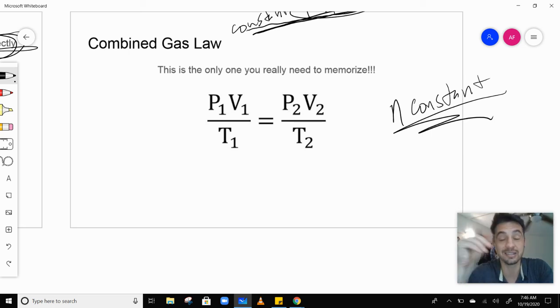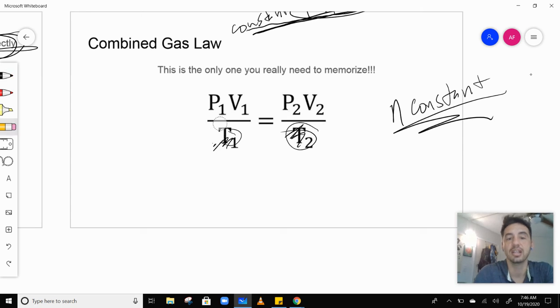And the reason I say this is the only one you really need to memorize is because if we keep temperature constant, then we get P1 V1 over T1. Oh, sorry, P1 V1 equals P2 V2, which is Boyle's law, right? So we get Boyle's law, and according to Boyle's law, we keep temperature constant.